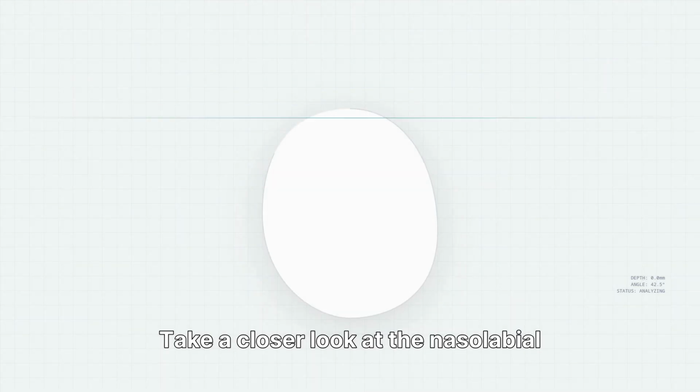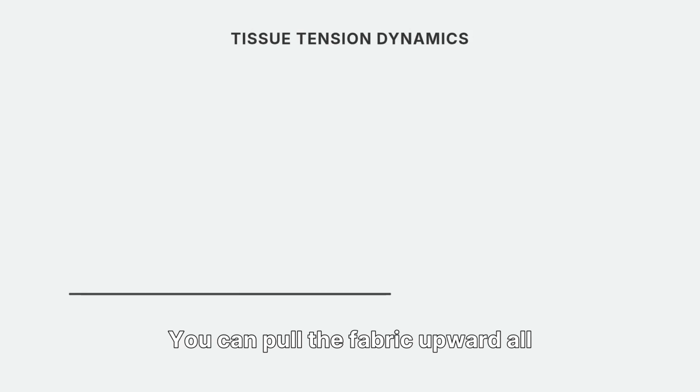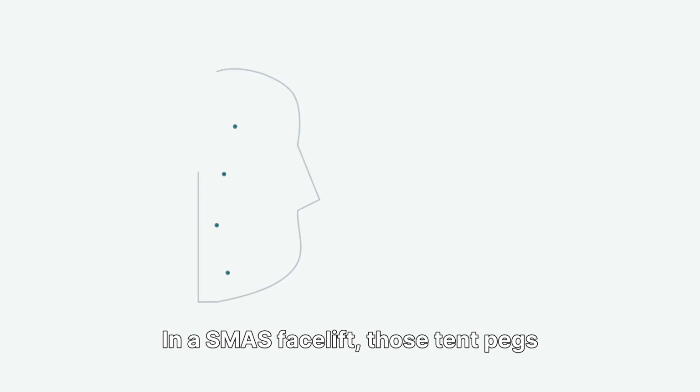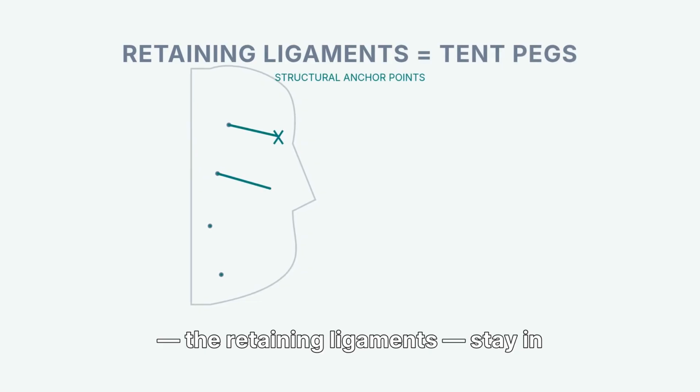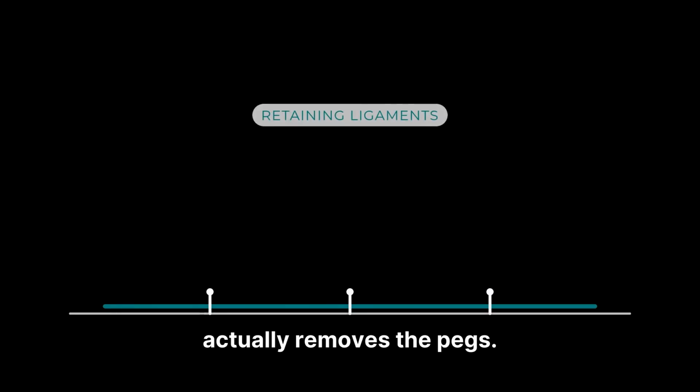Take a closer look at the nasolabial fold region. Imagine trying to raise a tent that's staked too firmly to the ground. You can pull the fabric upward all you want, but the pegs holding it down will limit it. In a SMAS facelift, those tent pegs, the retaining ligaments, stay in place. As long as those anchors remain in place, the lift will always be restricted. The deep plane technique, as you'll learn, actually removes the pegs.